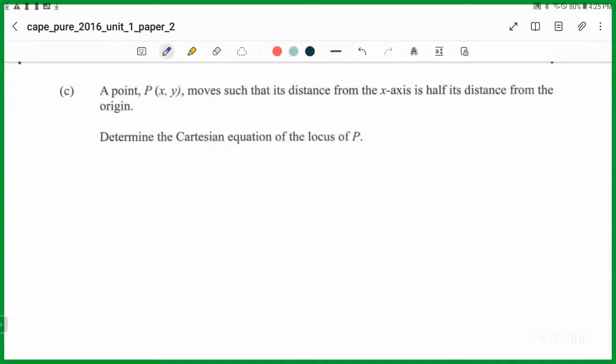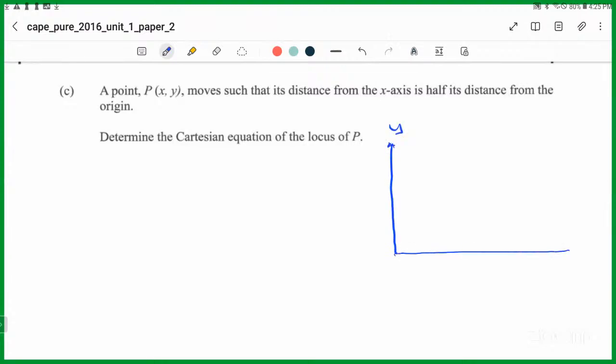Ready, guys? Ready? Hello? Yes, sir. Alright, so this one I want to sketch it up, right? Point P moves such that its distance from the x-axis is half its distance from the origin. Alright, so let's set it up.